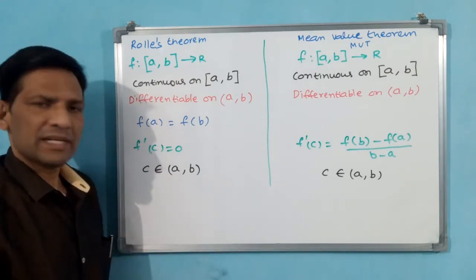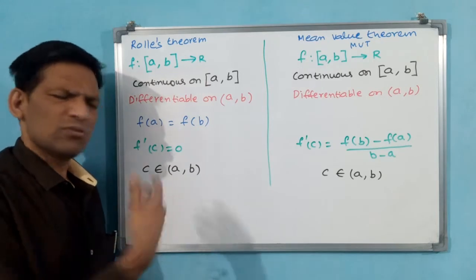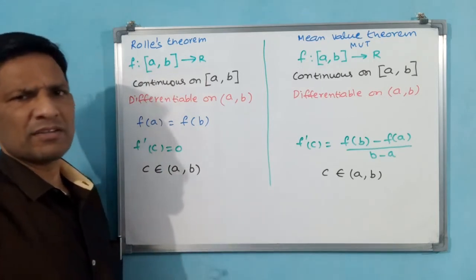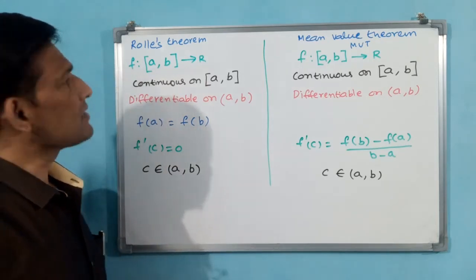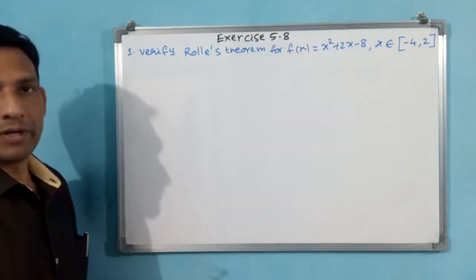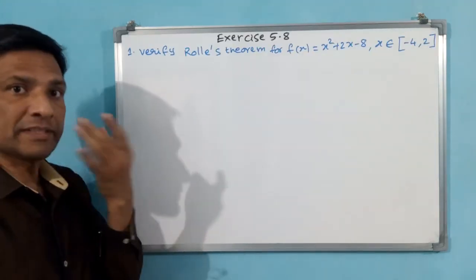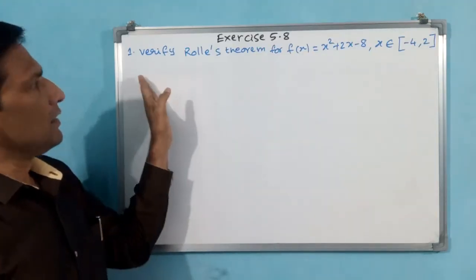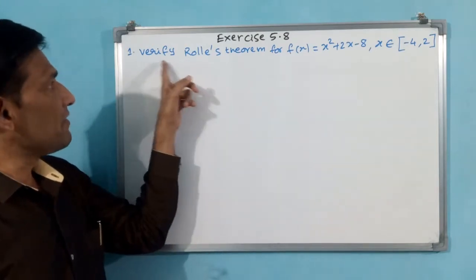Sorry, not examples, exercise. 6 questions are there. 6 questions we will do. You are going to understand the concept. That's all. Okay? Let us go for exercise 5. See the first question in exercise 5.8. Like this, they only will ask.